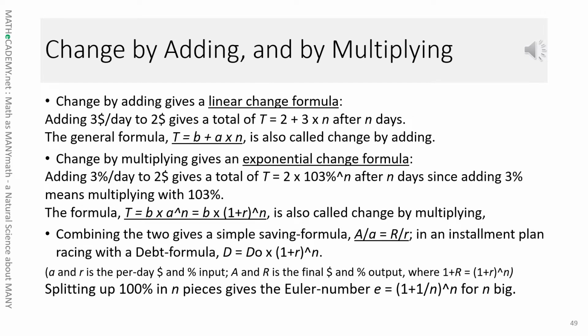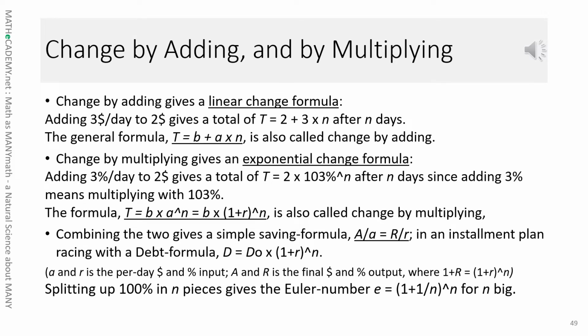Combining the two gives a simple saving formula, capital A over minor a is capital R over minor r, where minor a and minor r are the per day dollar and percent input, and where capital A and capital R are the final dollar and percent output, and where 1 plus capital R is 1 plus minor r power n.